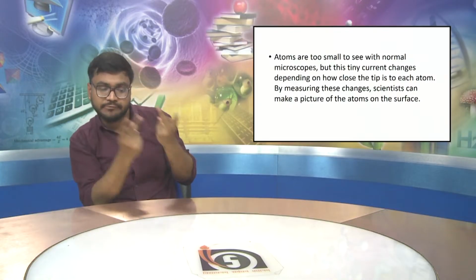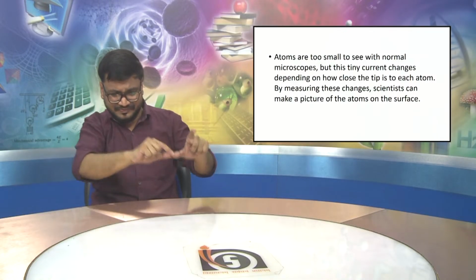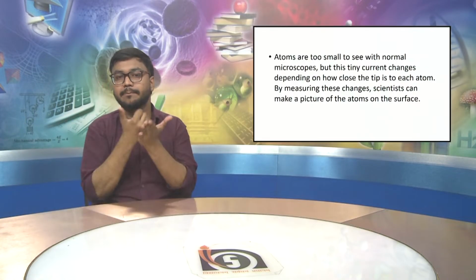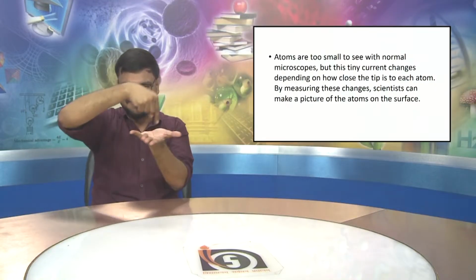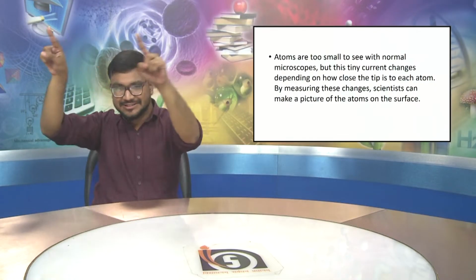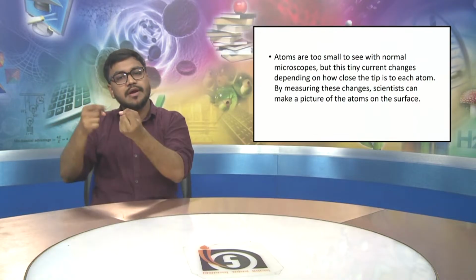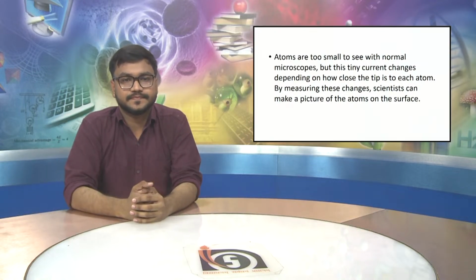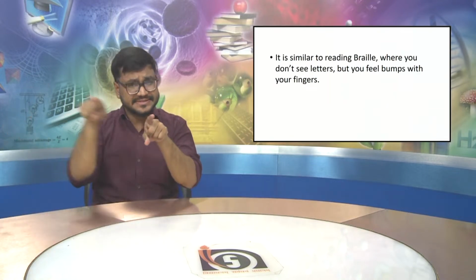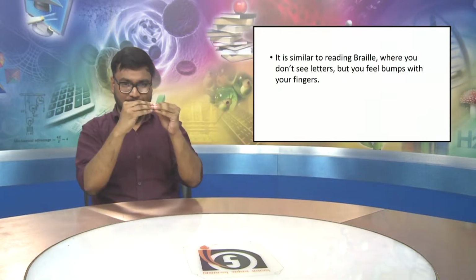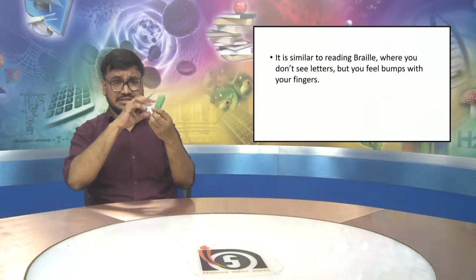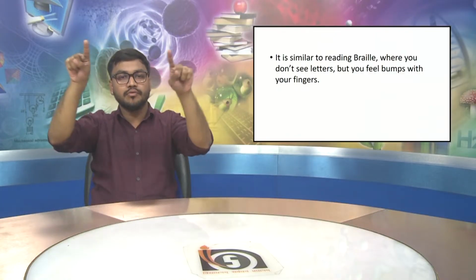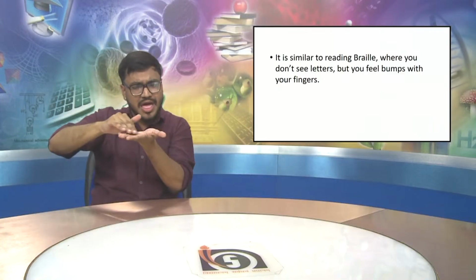Atoms are too small to see with normal microscopes, but this tiny current changes depending on how close the tip is to each atom. By measuring these changes, scientists can make a picture of an atom. It is similar to reading Braille, where you don't see letters but you feel bumps with your fingers.